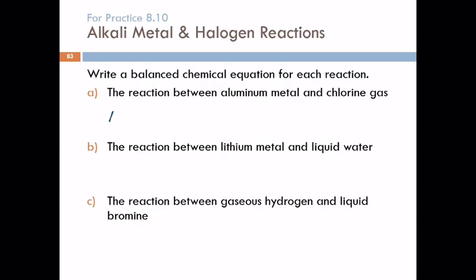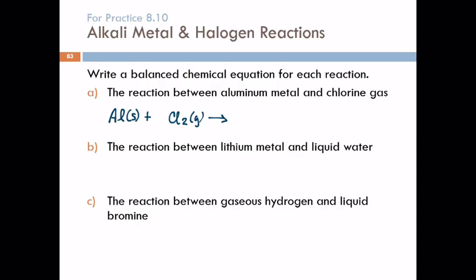We've got aluminum, and aluminum is a solid at room temperature, reacting with chlorine. We need to remember that chlorine is a diatomic element and write it as Cl2. And they told us it's in the gas state. So what are these going to form?